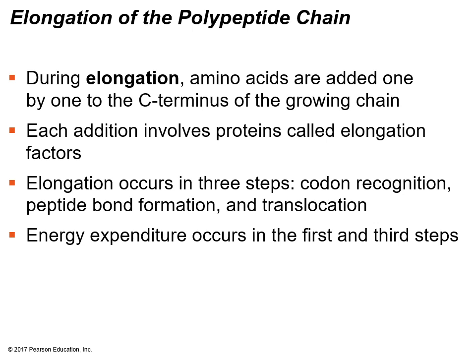The next step of translation is elongation. This is where amino acids are going to be added one by one to the C-terminus of the growing chain. The C-terminus is referring to one side of the amino acid, the other side being the N-terminus. Each addition involves proteins called elongation factors. Elongation occurs in 3 steps: codon recognition by the anticodon, peptide bond formation connecting the 2 amino acids together, and translocation, moving the ribosome so that we can move the tRNAs to the next slot on the large subunit. Energy expenditure occurs in the first and third steps.